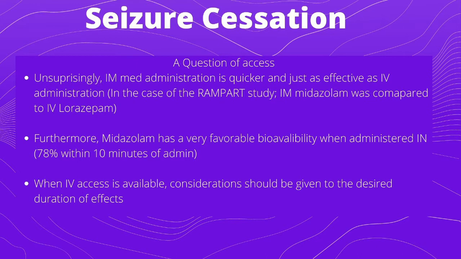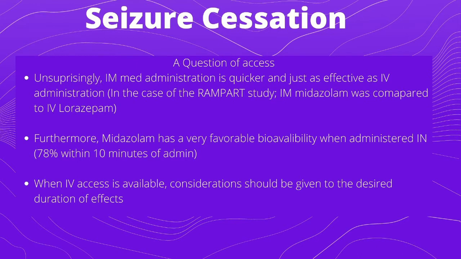Furthermore, unsurprisingly, this study found that IM Midazolam is just as capable at stopping seizure activity as IV Lorazepam. Non-intravenous Midazolam also shines because of its faster onset of action. When compared to IM Lorazepam, which has an onset time of 15 to 30 minutes, IM Midazolam will have an onset time markedly faster at about 10 to 15 minutes. This time of onset is even faster when administered intranasally, with an onset time of 3 to 5 minutes.